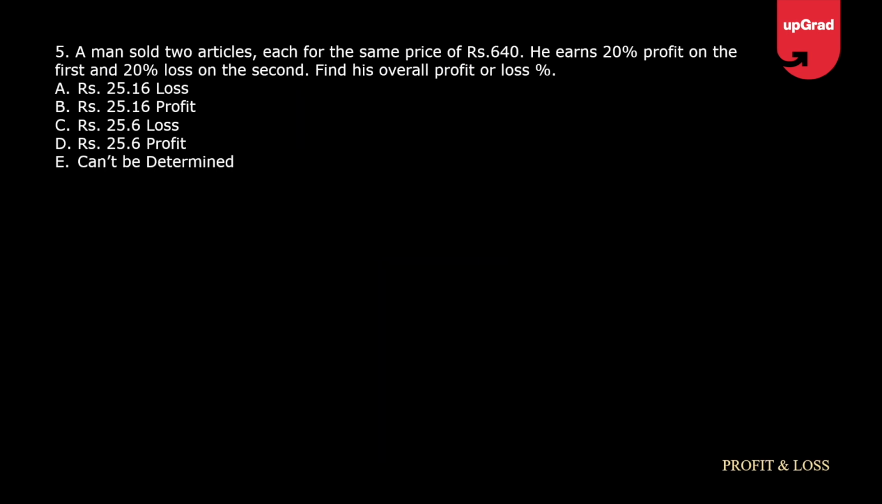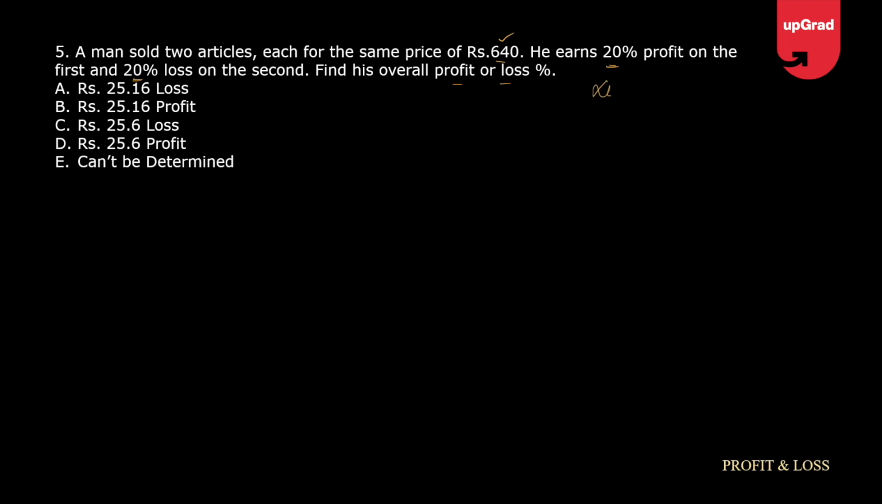The first question on your screen. It says a man sold two articles, each of the same price, 640 rupees. He earns 20% profit on the first and 20% loss on the second. What is the overall profit or loss percentage? Does this remind you of the concept that we have studied just now? The same selling price and then the same values of profit and loss percentages.